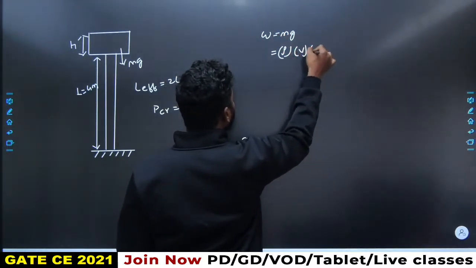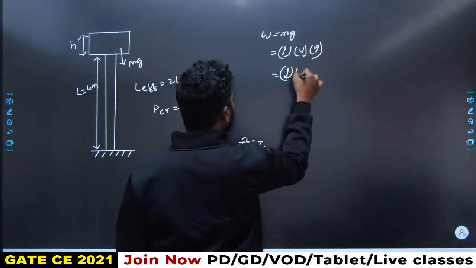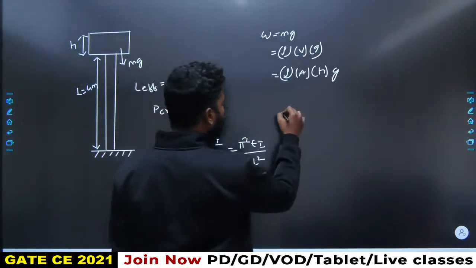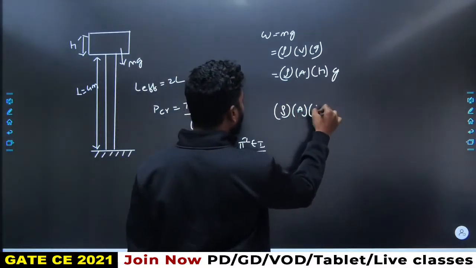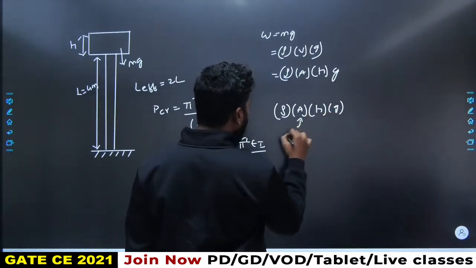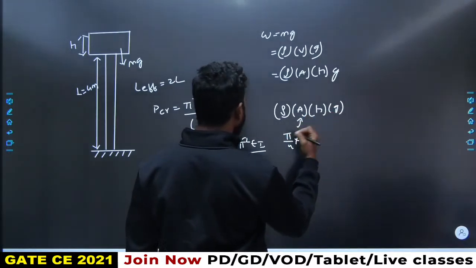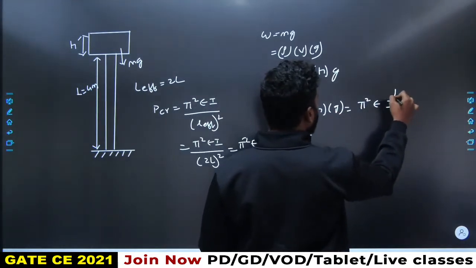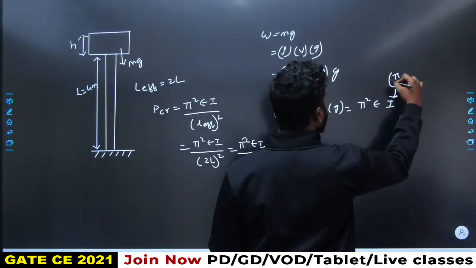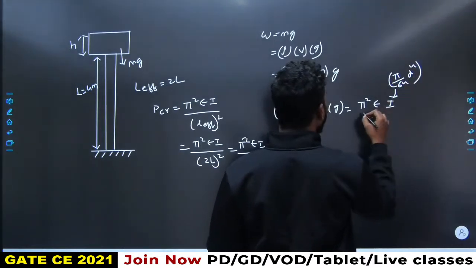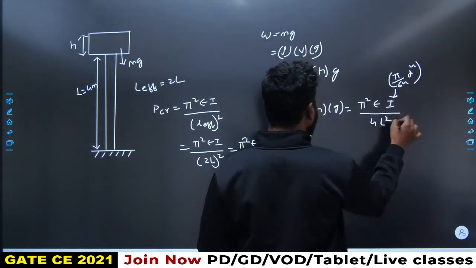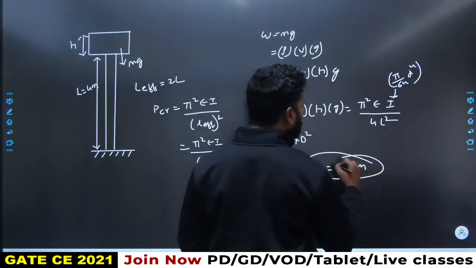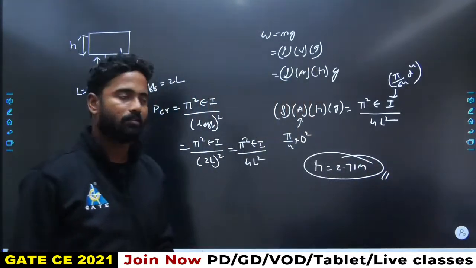Density multiplied with volume multiplied with G, density multiplied with area multiplied with H multiplied with G. So, rho A H G, where the internal diameter is given, pi by 4 into d square, equals pi square E I, where the dia of the column is also given, so pi by 64 d to the power of 4, upon 4 L square. So, finally, H value will be approximately 2.71 meters.